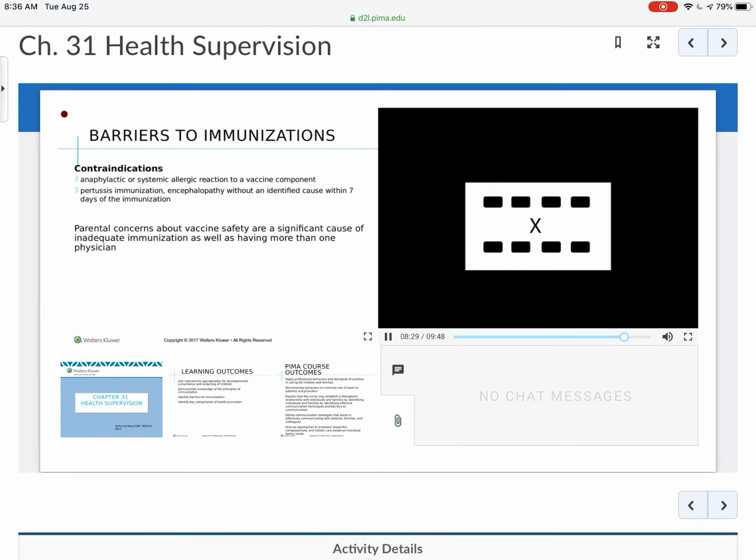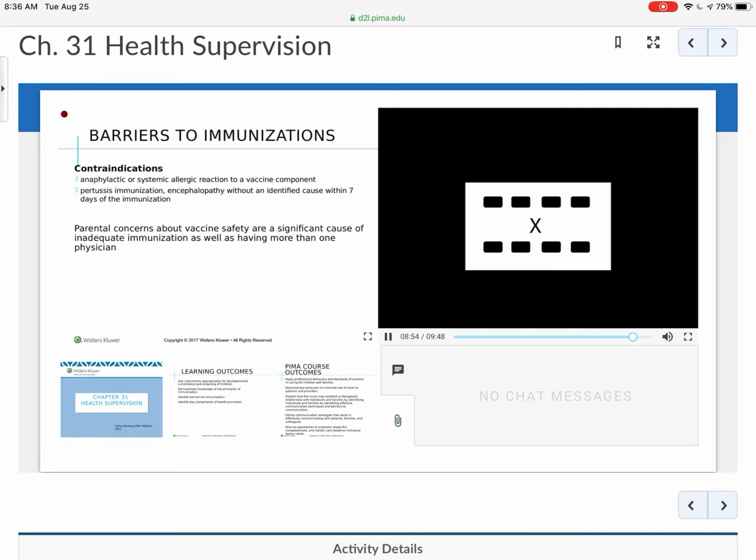Contraindications: there's really only 2 contraindications to the vaccine. One is if they've had an anaphylactic or a systemic allergic reaction to a component of the vaccine, so then that would be a definite barrier. Pertussis immunization: if they have an encephalopathy without identified cause within 7 days, they would be contraindicated to give them that vaccination.